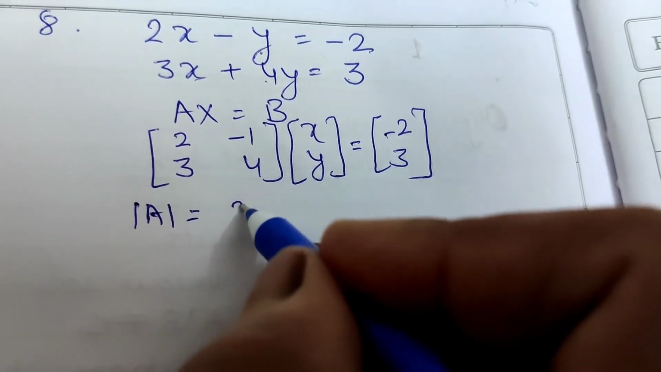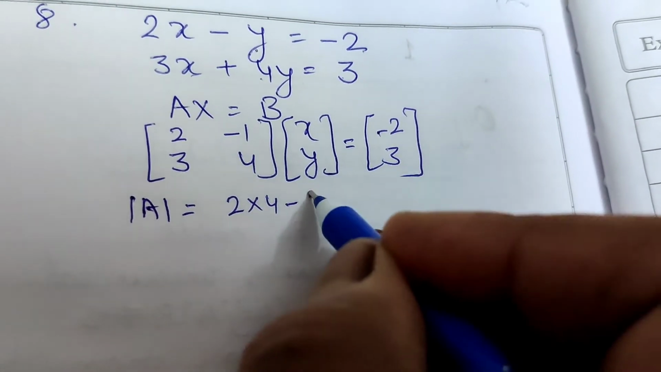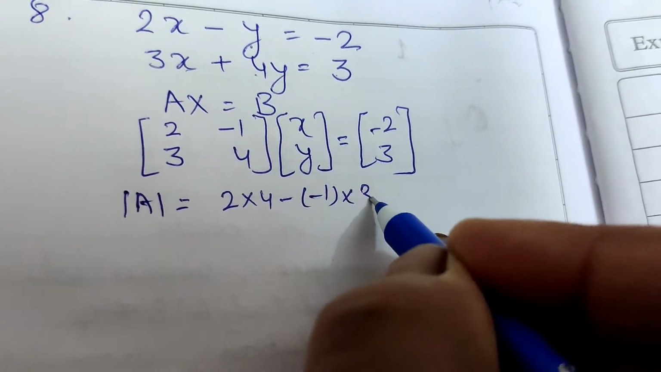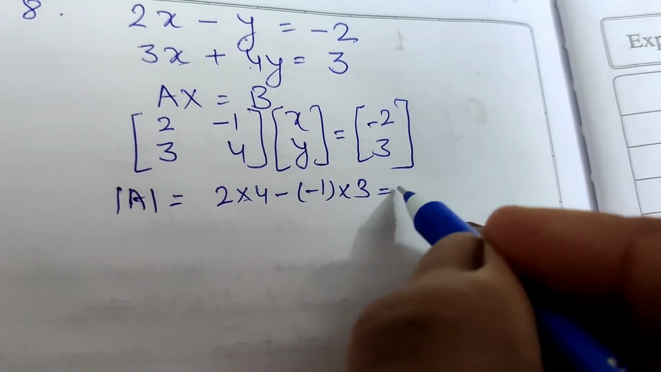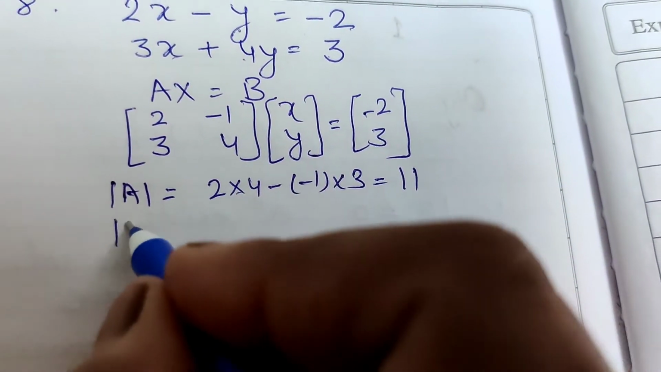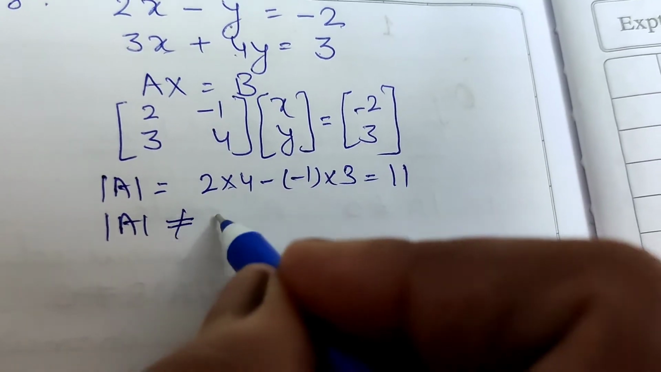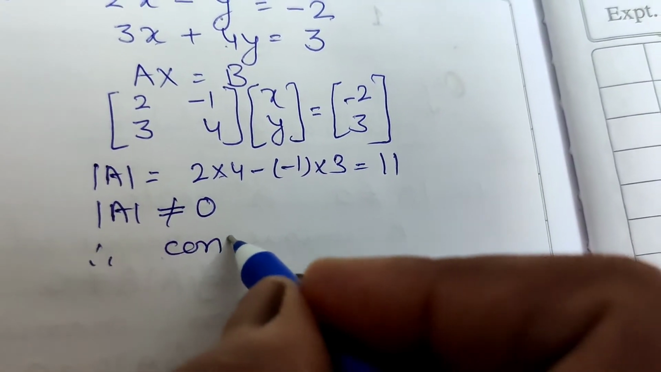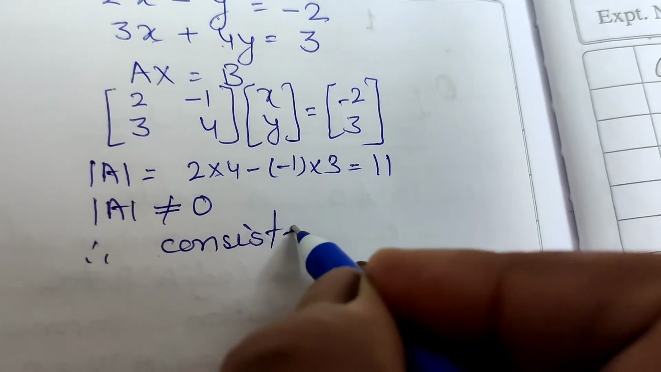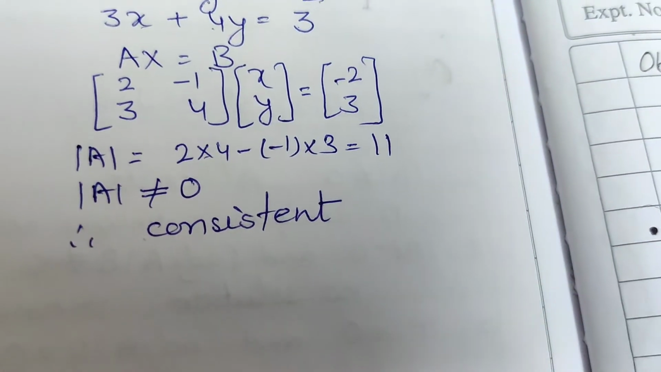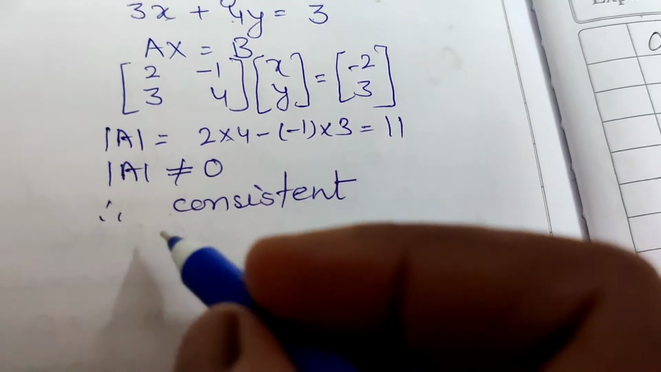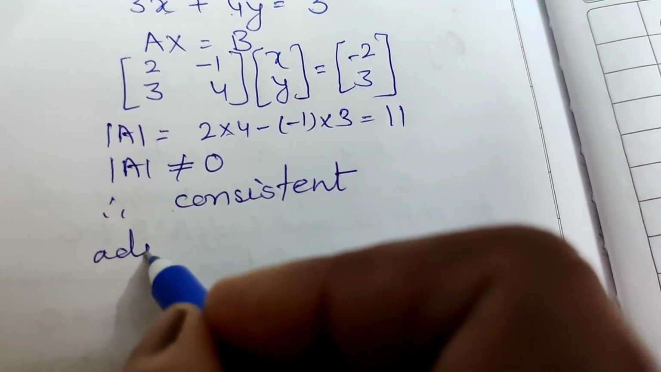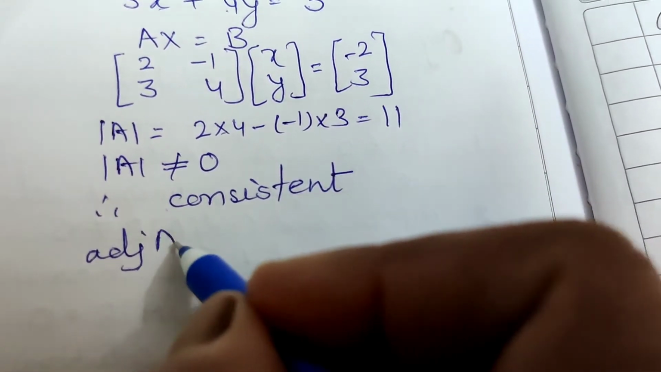Determinant of A equal to 2 into 4 minus (minus 1) into 3. That is 8 plus 3, 11. It means determinant of A is not equal to 0. Therefore, this system is consistent. Okay. Now find the adjoint of A.